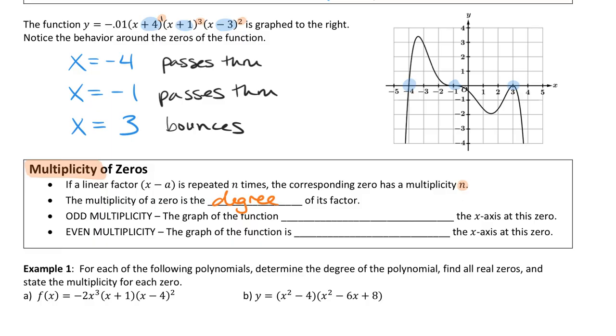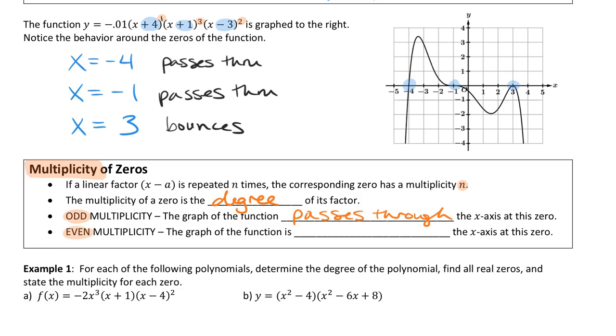And there is a rule here that says for odd multiplicity factors, the graph of the function passes through the x-axis at that zero. So we go from negative outputs to positive outputs, or positive outputs to negative outputs.